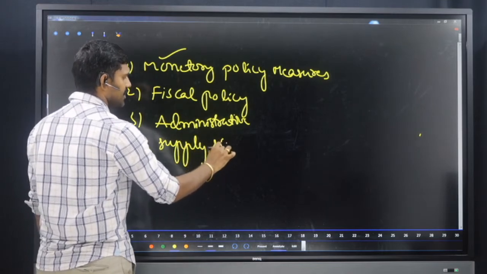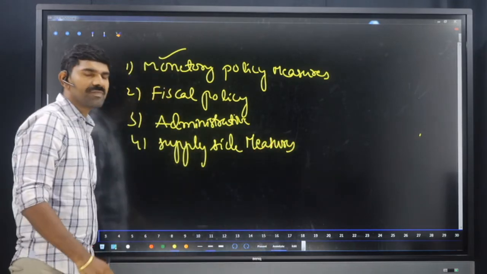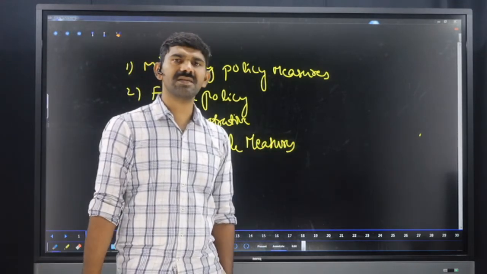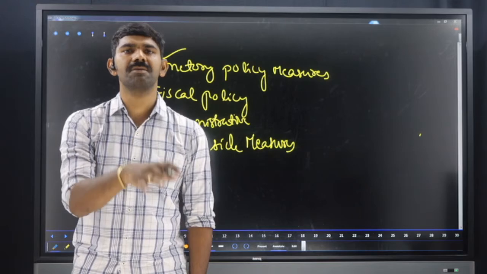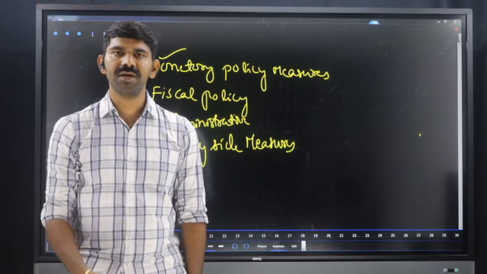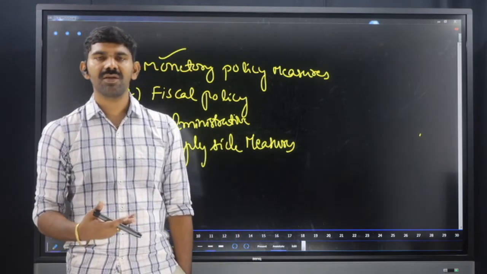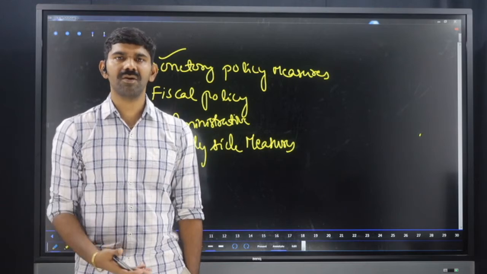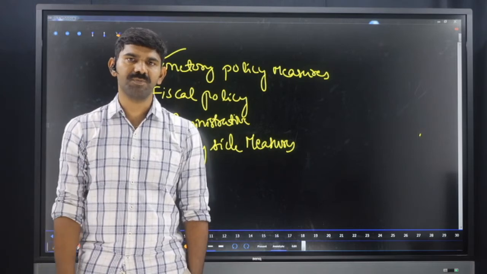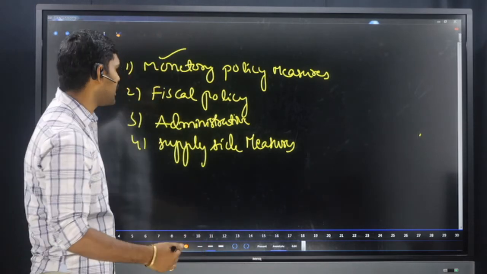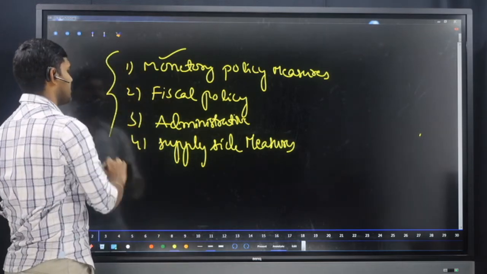What are supply side measures? For example, the price of onions has increased drastically. Now you want to control the price of onions. What do you do? You import onions from abroad and increase the supply. For example, the price of chicken and mutton has increased drastically. Then what will the government do? The government may import some goods from abroad, or might even encourage poultry farming. Like that, if you increase the supply and control the inflation, that is called supply side measures, right? So these are the methods of controlling inflation.